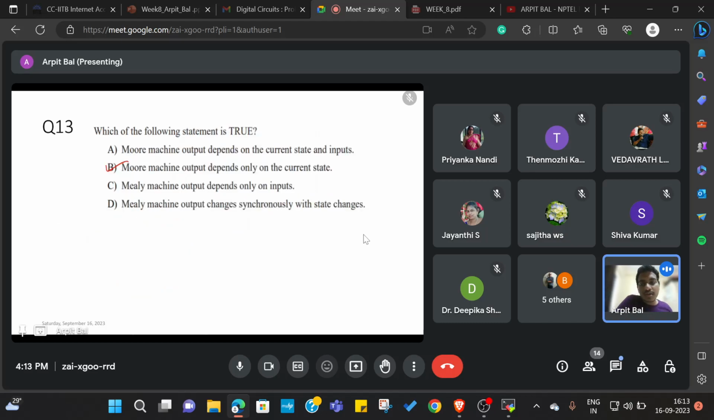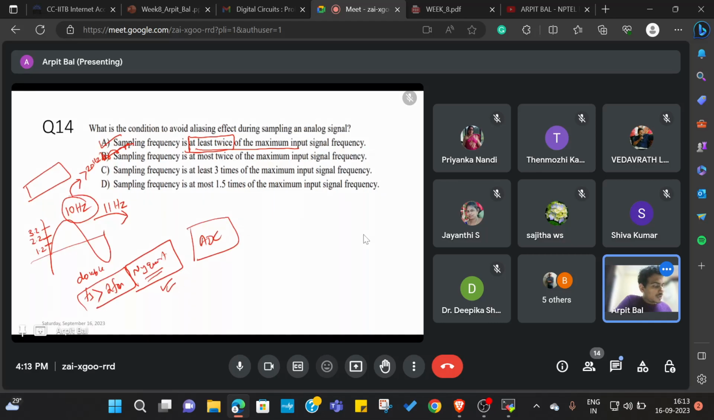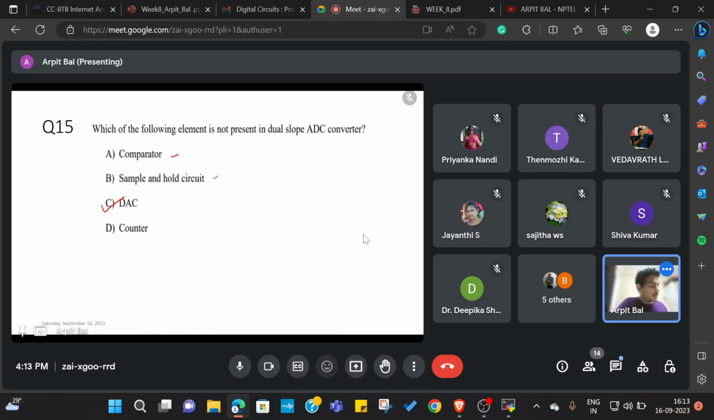The next question was also factual and related to Moore and Mealy machines. Then the next question was related to sampling frequency following the Nyquist criteria, and if we don't follow the Nyquist criteria, we end up with something called aliasing, and aliasing leads to undesirable components along with our signal which can't be separated easily, and we are going to lose our signal. That is why the Nyquist criteria is followed, and it states the minimum sampling frequency, so that's why the words at least are used.